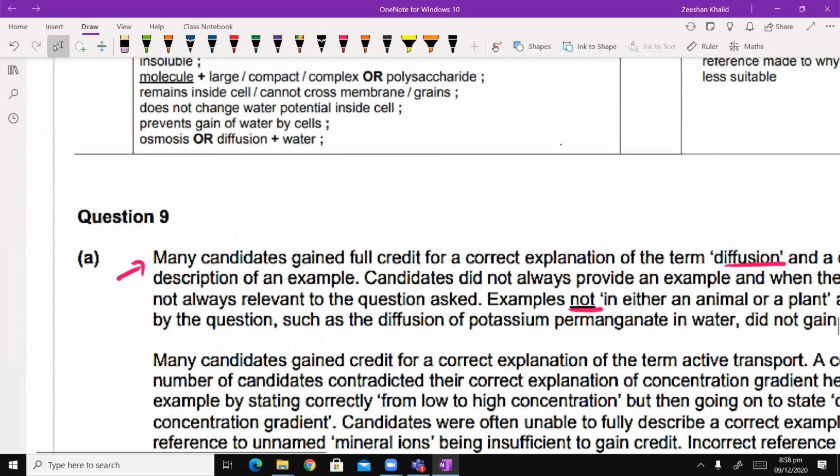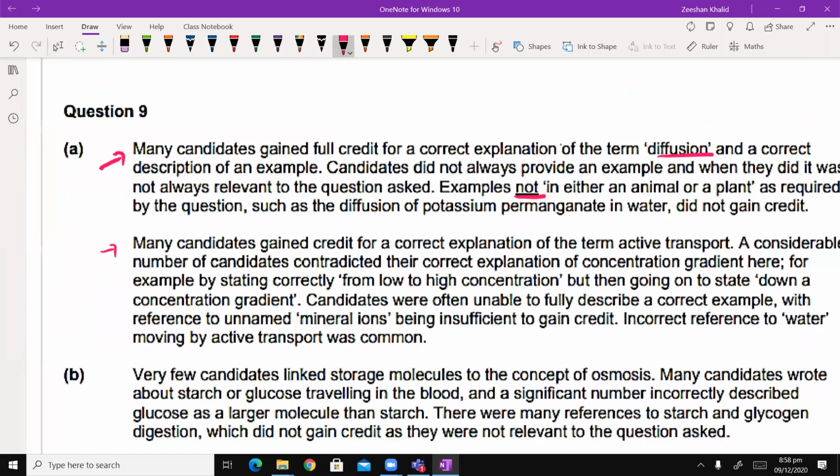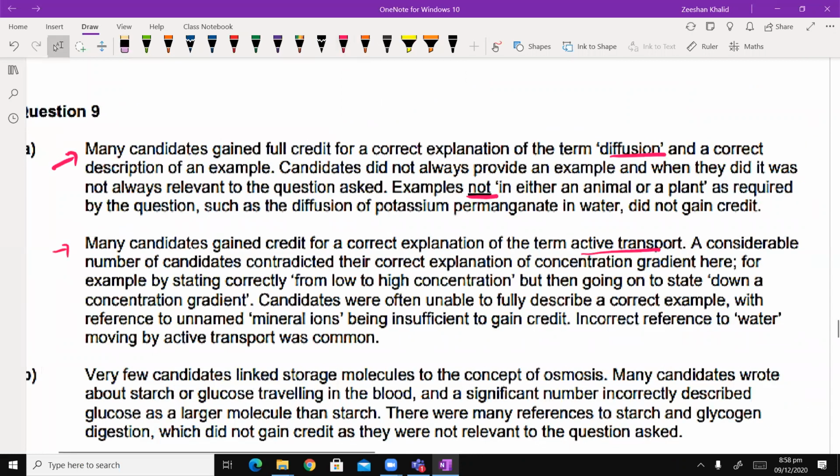Let's see what the examiner report says. Many candidates gained credit for correct explanation of the term active transport. A considerable number of candidates contradicted their correct explanation of concentration gradient here. For example, by stating correctly from low to high, but then going on to say down a concentration gradient. In active transport, is it down the concentration gradient? Which word is it, children? Come on, quickly tell me. It's against. Shabash, it's against the concentration gradient.